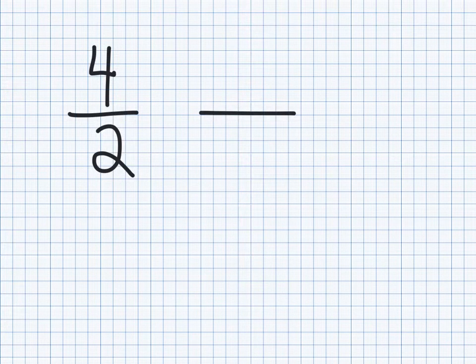Now let's take a look at another one. Let's say that you use 4 cups of flour for every 2 cups of sugar, and then you say, well, but I had 11 cups of sugar. So then what's my number up top going to be?